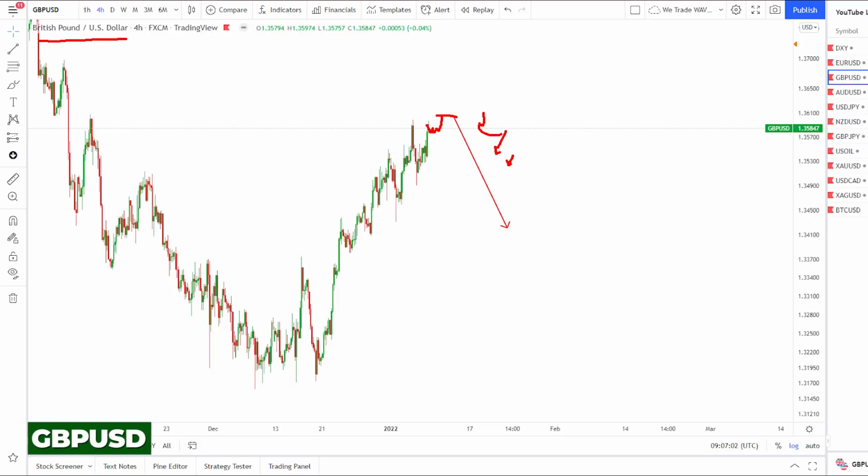Again, for pound dollar, if market will give us a sell setup, we will be going for our sell setups. And for our traders, pound dollar usually respects the E strategy.